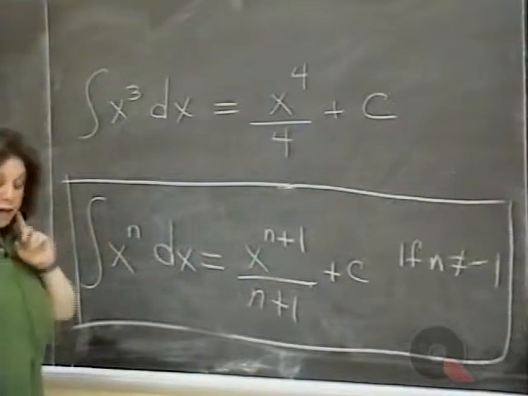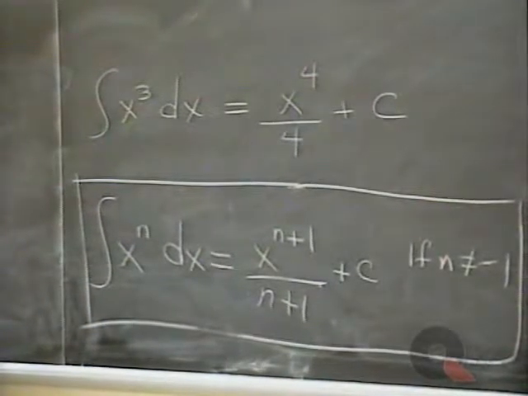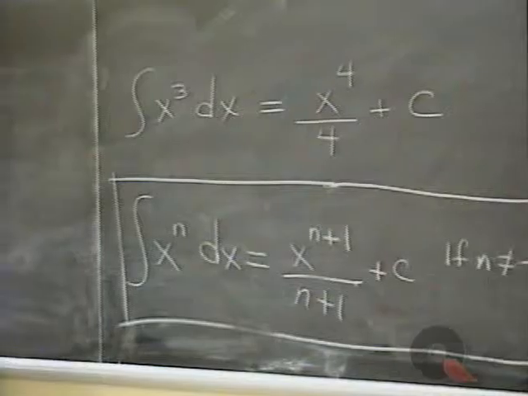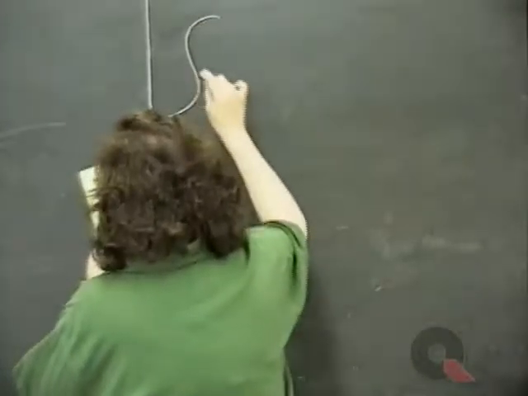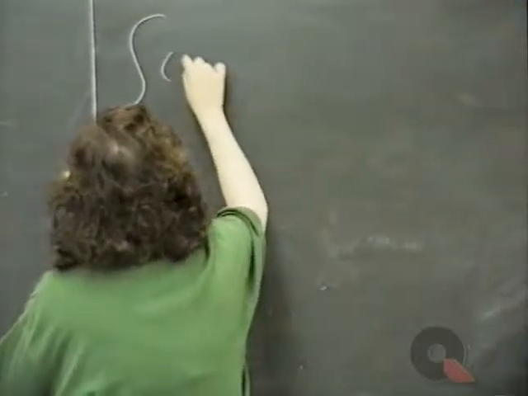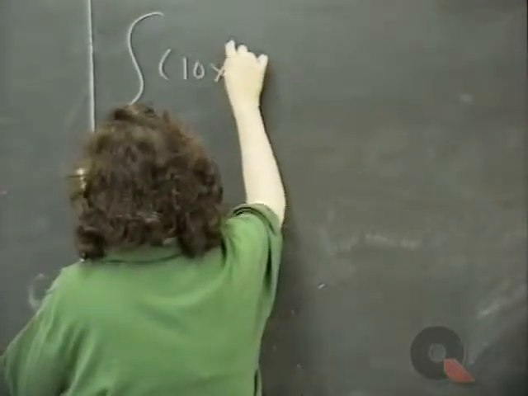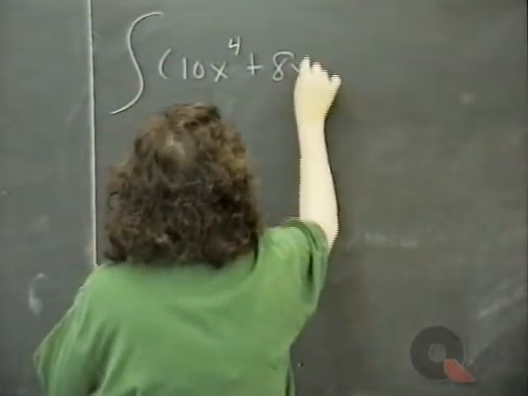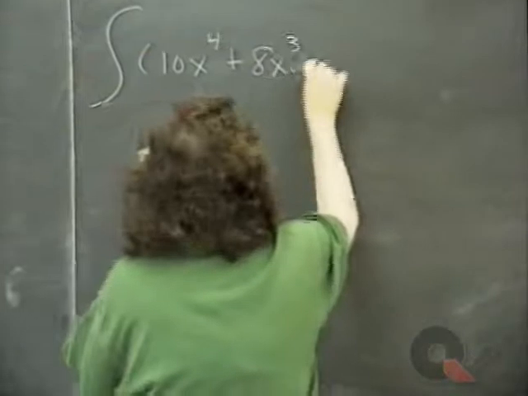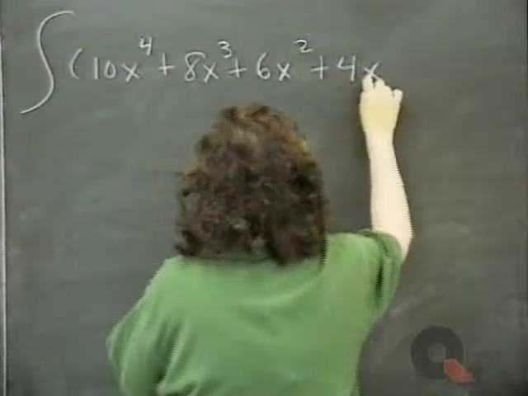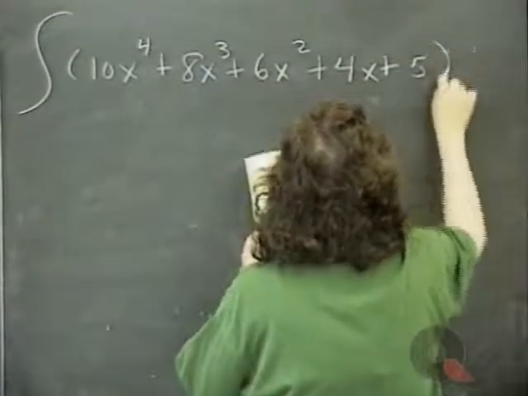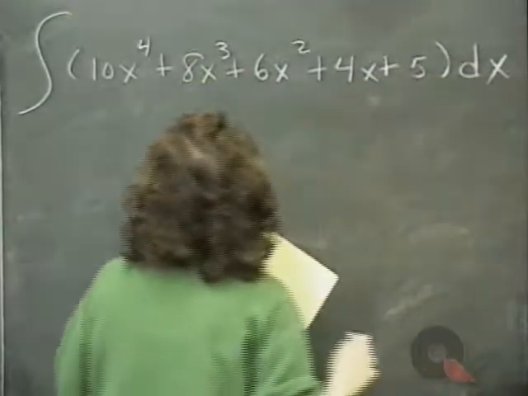Now, if we use this as a basic building block, we'll be able to handle more complicated problems. Okay, so here goes. Antiderivative of 10x to the fourth plus 8x cubed plus 6x squared plus 4x plus 5 with respect to x.